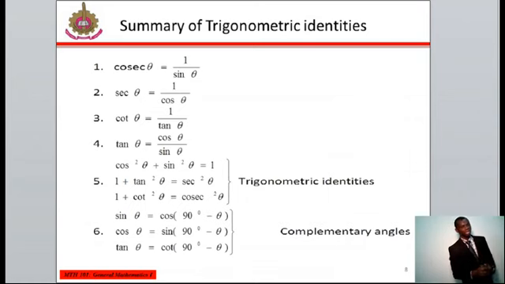Having undergone all these trigonometric proofs, you will be able to come to a conclusion of some trigonometric identities, like that of cosec theta, which is 1 over sin theta, sec theta, 1 over cos theta, and so on and so forth.